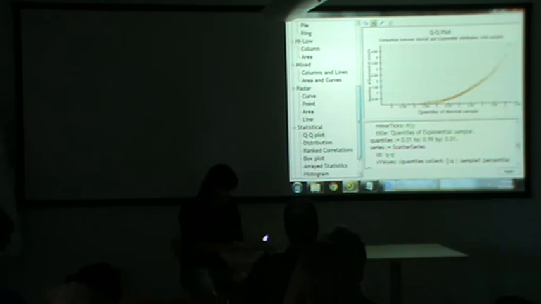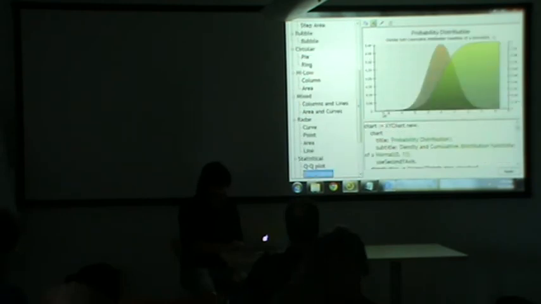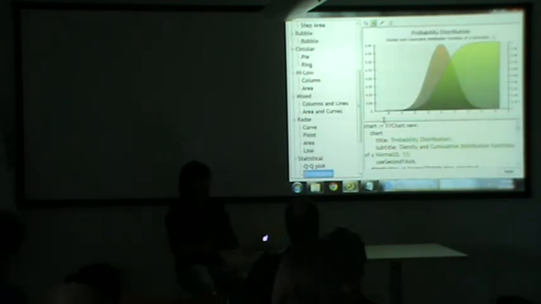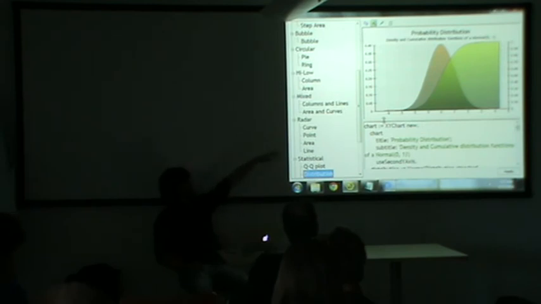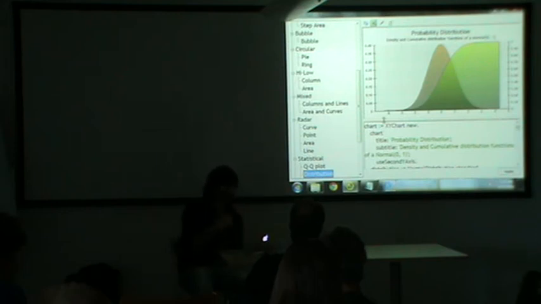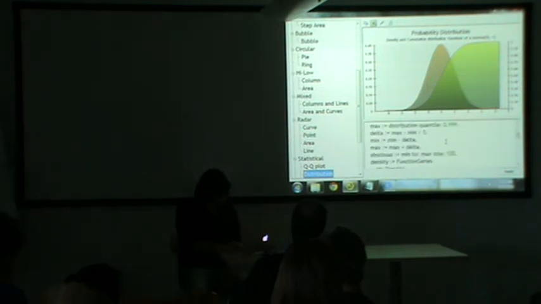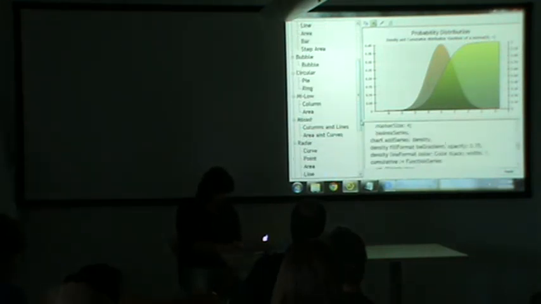Or a simpler one is this. This is a chart of some probability distribution. There are two series, one for the density and one for the cumulative function.